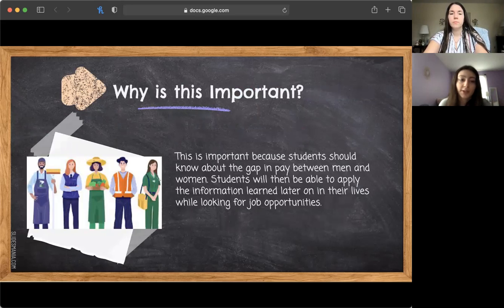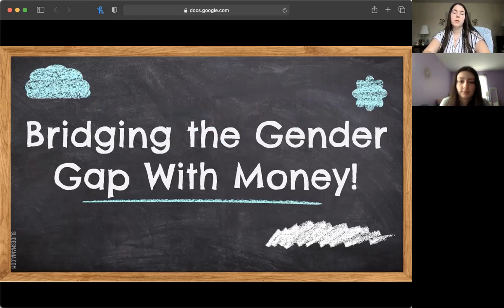Why is this important for our students to know? It is important for them to know that there is a gap in pay between men and women. They'll be able to apply the information they learned from this activity later on in their real lives while searching for jobs. Like I said, the name of our activity is Bridging the Gender Gap with Money, and our example is specifically for a soccer team. I know that's not everyone's dream job, but this is just an example for our activity.